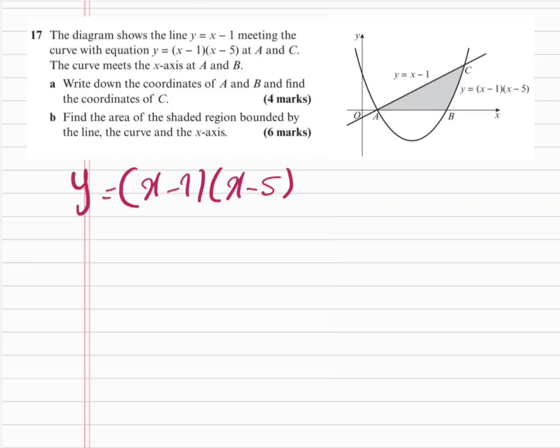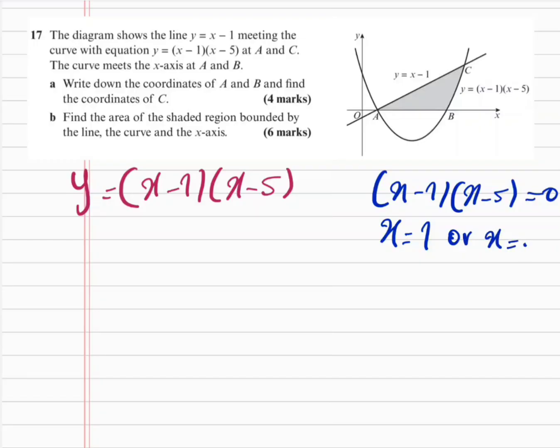Okay, so the coordinates of A and B can be found by just solving this equation. So (x minus 1)(x minus 5) is equal to 0, and that gives us two values. So either x is 1 or x is equal to 5. So the coordinates of A are (1, 0), and for B we have (5, 0). So here is 1, here is 5.